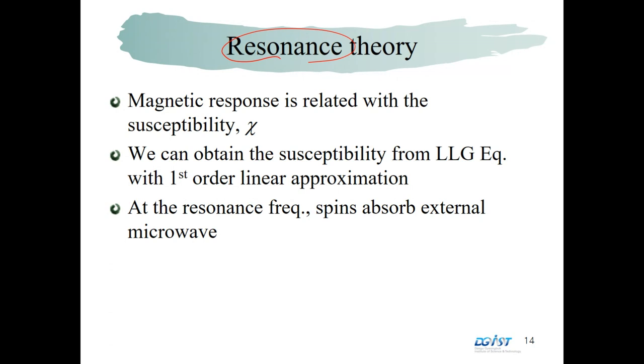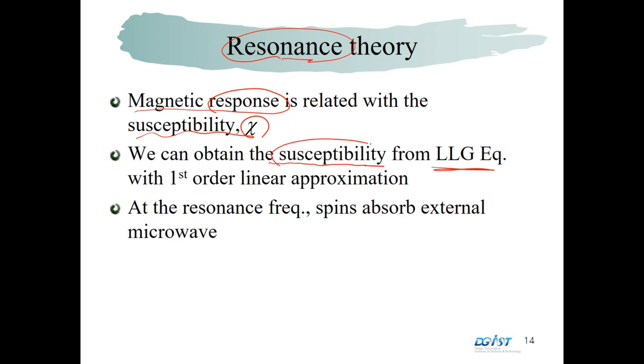The resonance theory means there are many kinds of resonance that occur in nature. So in a magnetic system also, the resonance theory is very important. We already learned about the magnetic response, meaning the susceptibility of the system. We can obtain the susceptibility from the energy equations with the first order linear approximation. This first order linear approximation means we can play with the small disturbance.